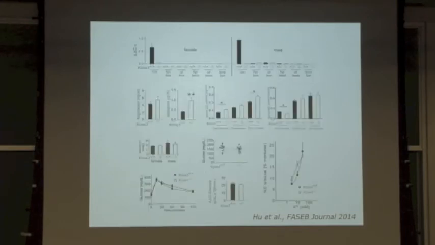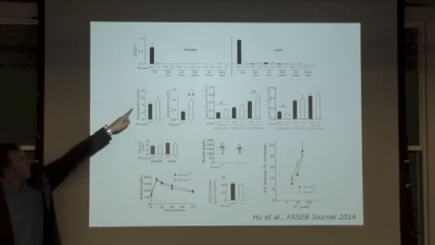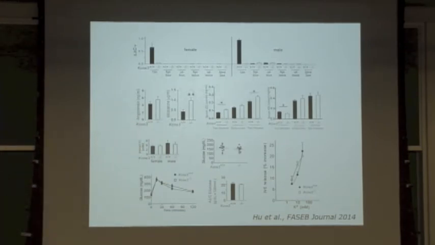There's a really good reason for that, because we see no expression of KCNE3 in the heart at all. It's highly expressed in the colon, but in the heart of male and female, it's not there at all.